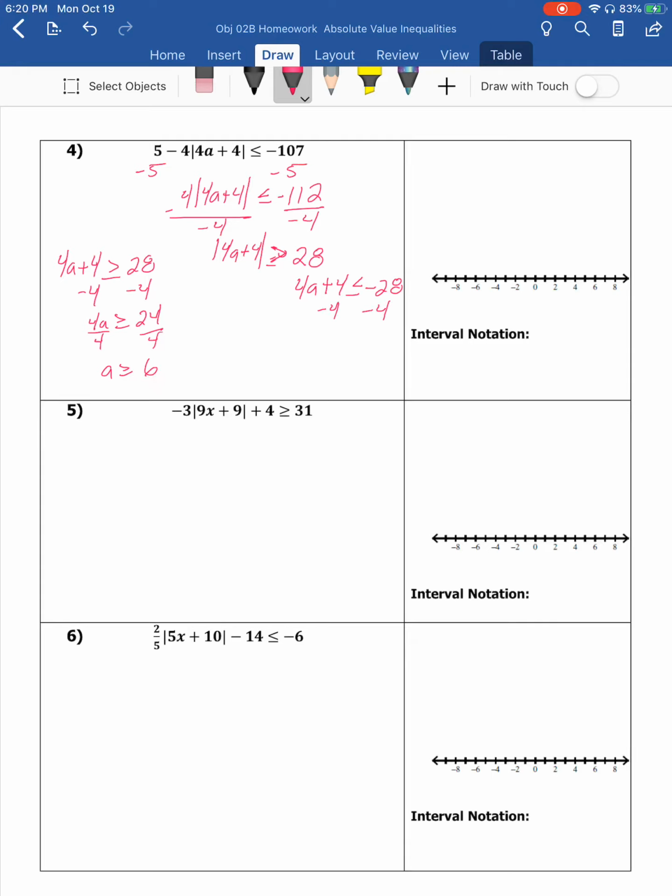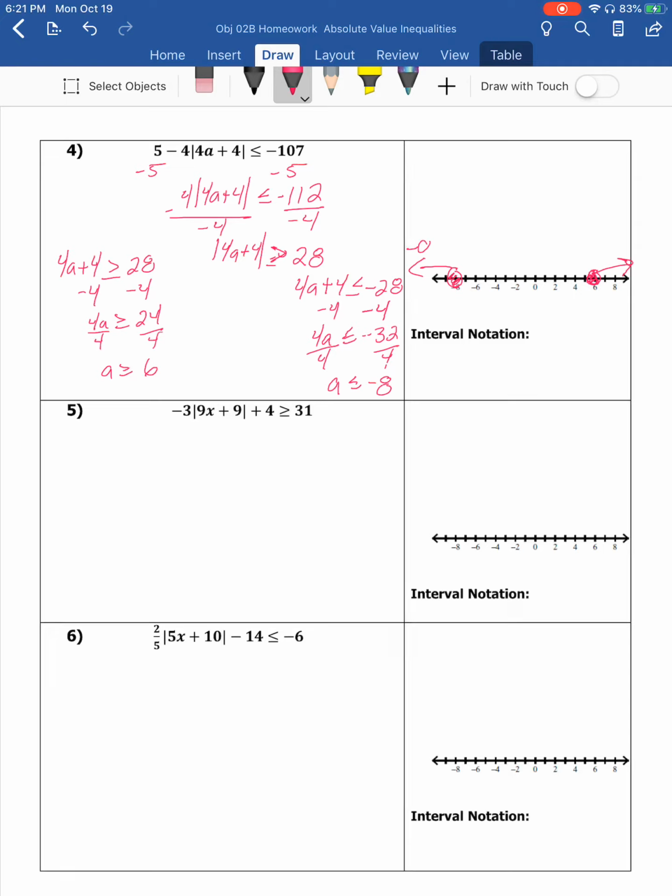Minus 4, 4a is less than or equal to negative 32. Divide by 4, divide by 4, a is less than or equal to negative 8. And I graph that. So I go to 6. I put an open circle, but I'm going to fill it in around 6. It says a is greater than or equal to 6. I go to negative 8. I have an open circle, but then I close it up, and it's less than or equal to negative 8, so it's going to go to the left.